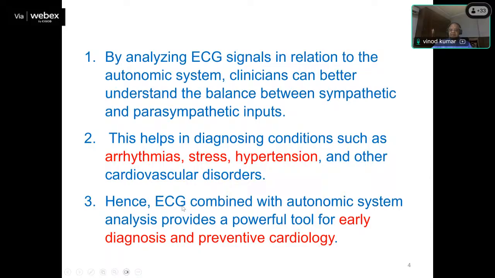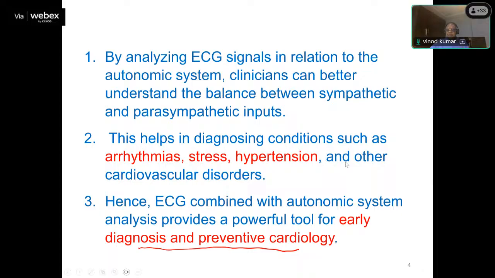Hence, ECG combined with HRV analysis provides a powerful tool for early diagnosis and preventive cardiology. That means ECG with heart rate variability, to study the autonomic system, will definitely help us in diagnosis. That is one. Second, preventive cardiology. We can even predict if there is any abnormality which may occur in the near future.